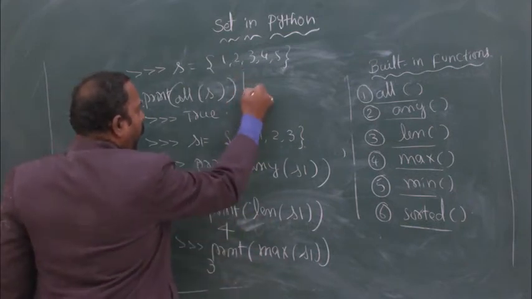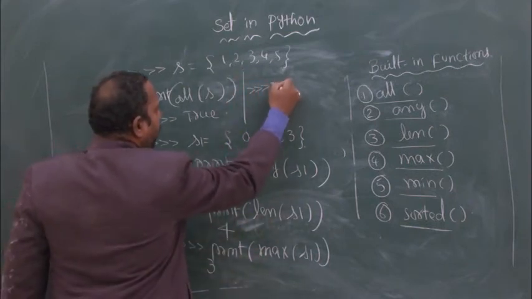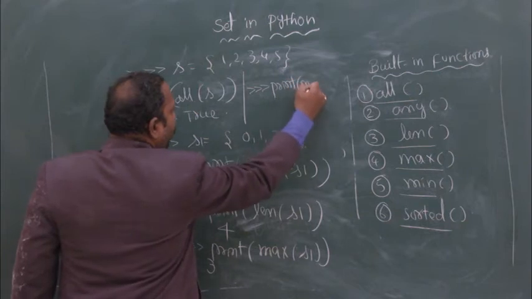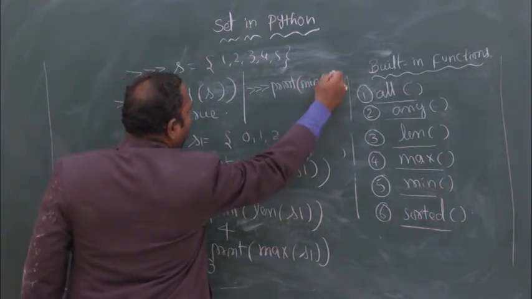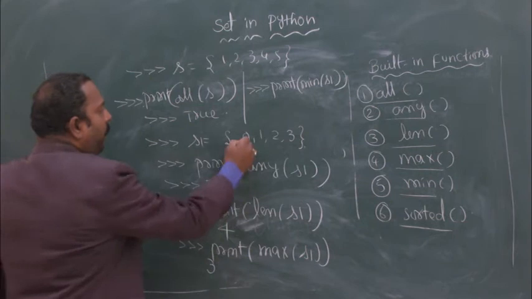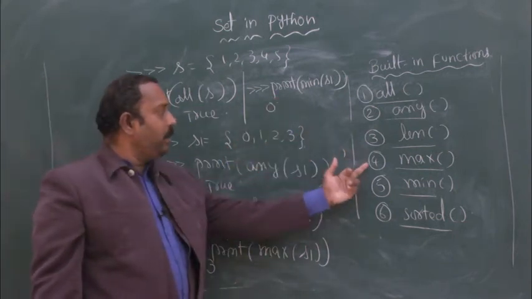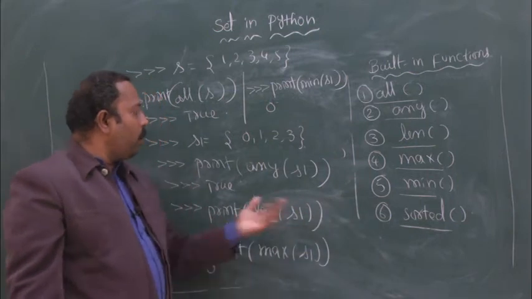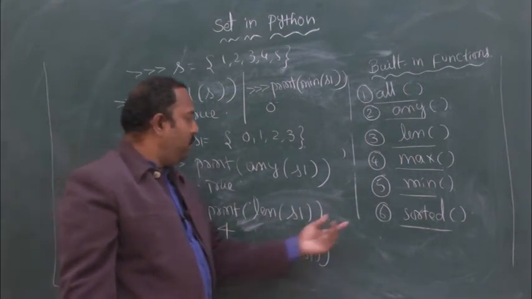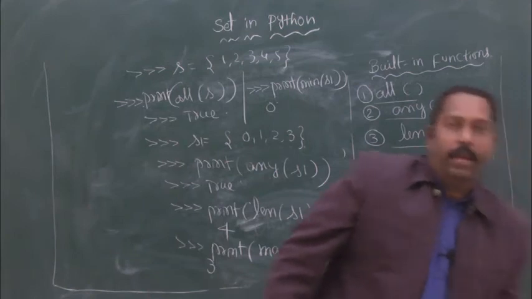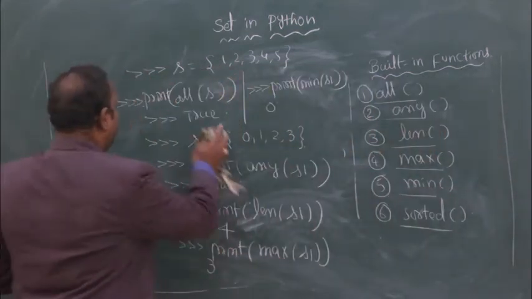Suppose I want to print the minimum element. So print min of S1. What is the minimum element here? 0 is the output. So these are all, any, length, min and max. And the next one is sorted, which is a function to sort the elements in the set.